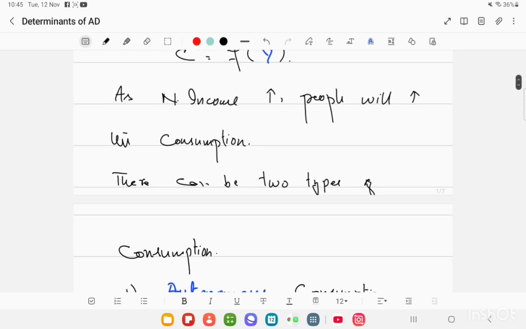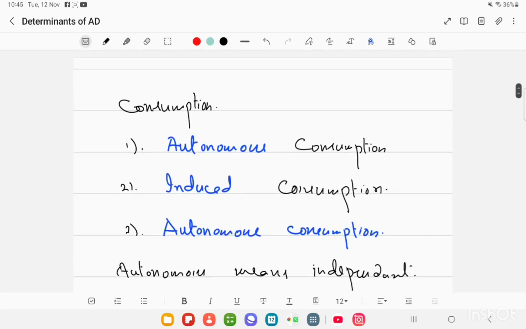There can be two types of consumption. One is called autonomous consumption, another is called induced consumption. Autonomous means independent. Like we say, a university is an autonomous body, so it is an independent body. A central bank is an autonomous body, so it does not follow the instructions of the government, rather it makes its monetary policy independently, with no state influence.